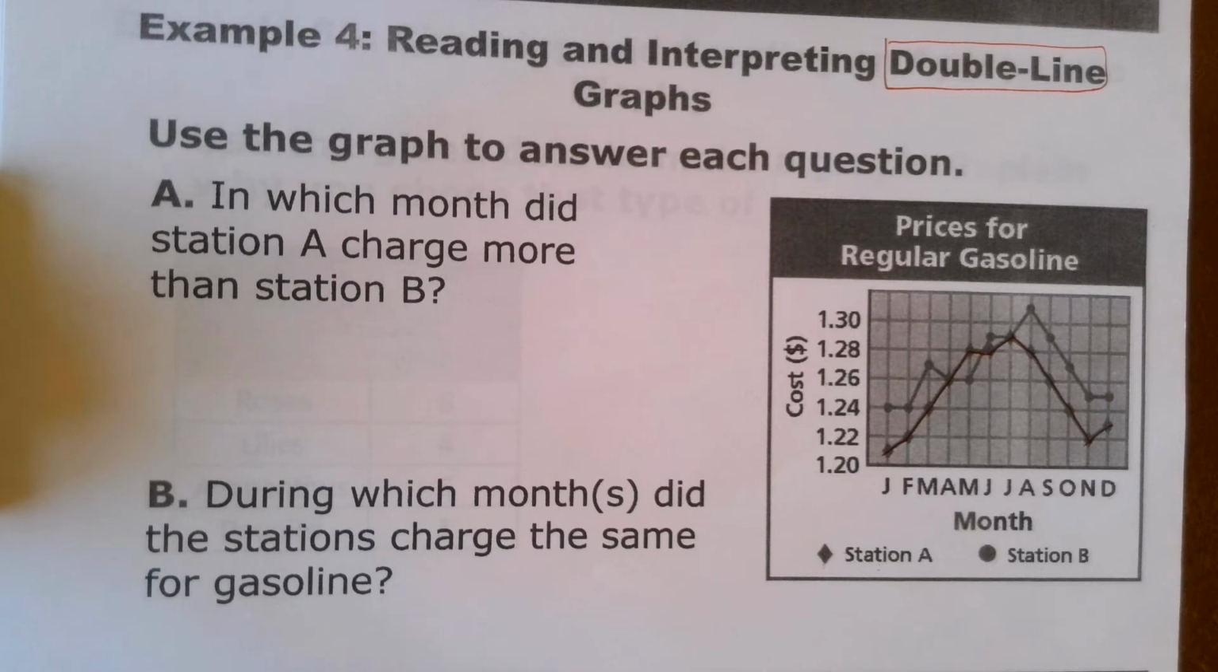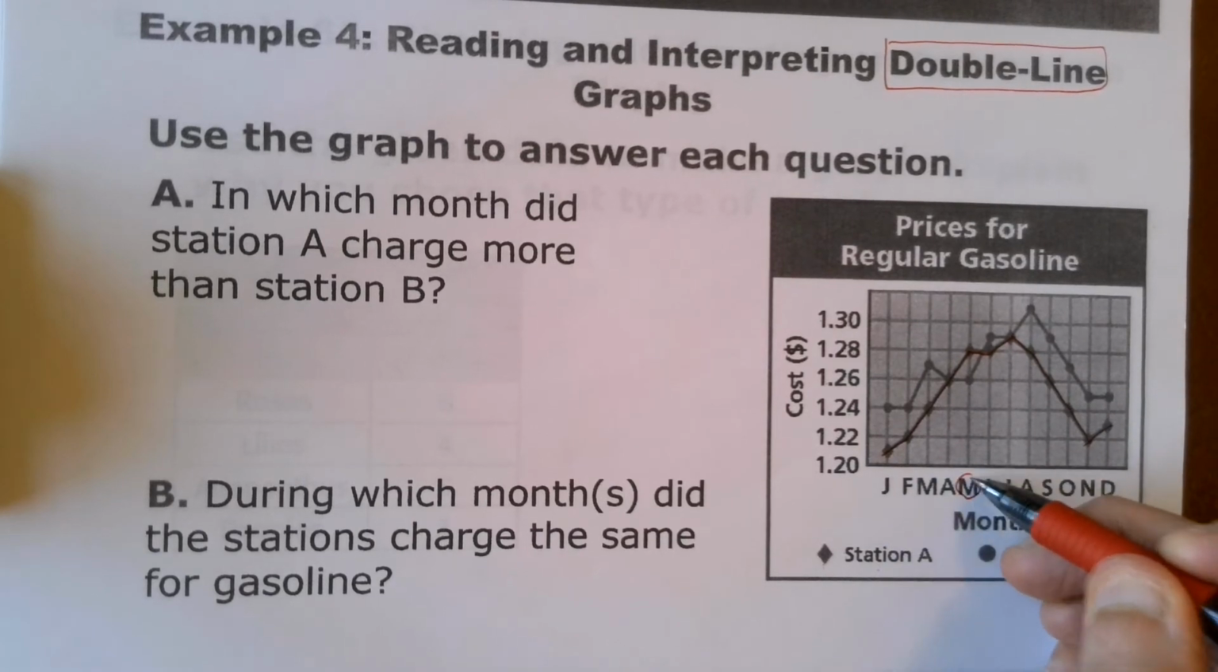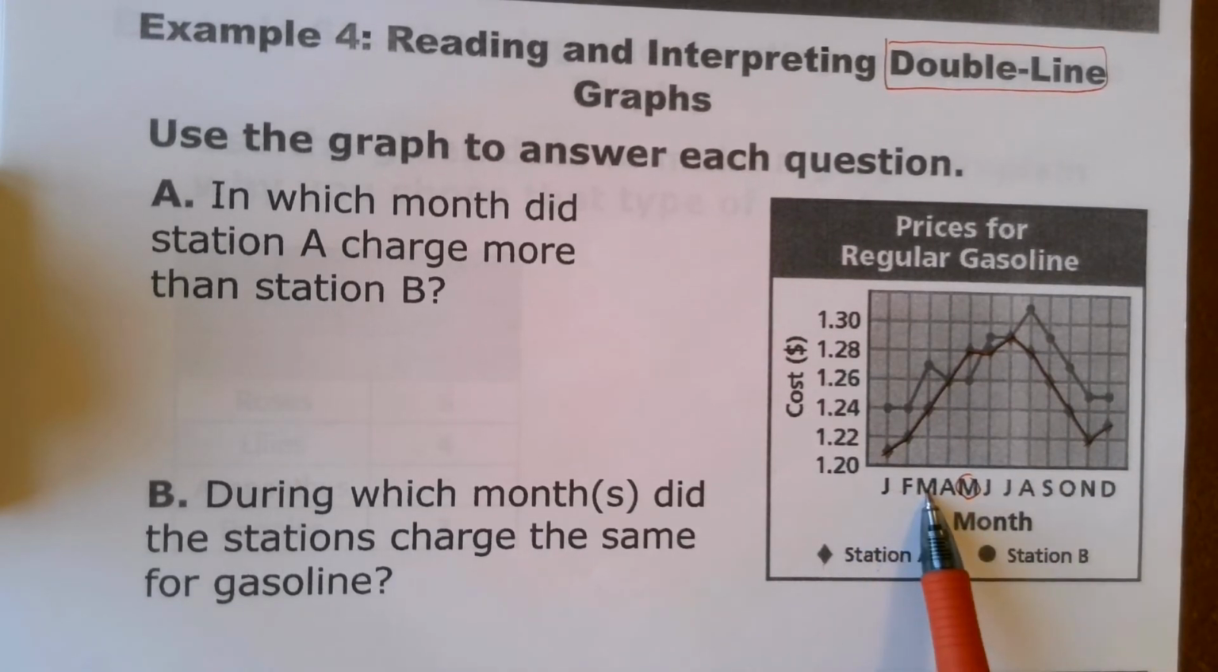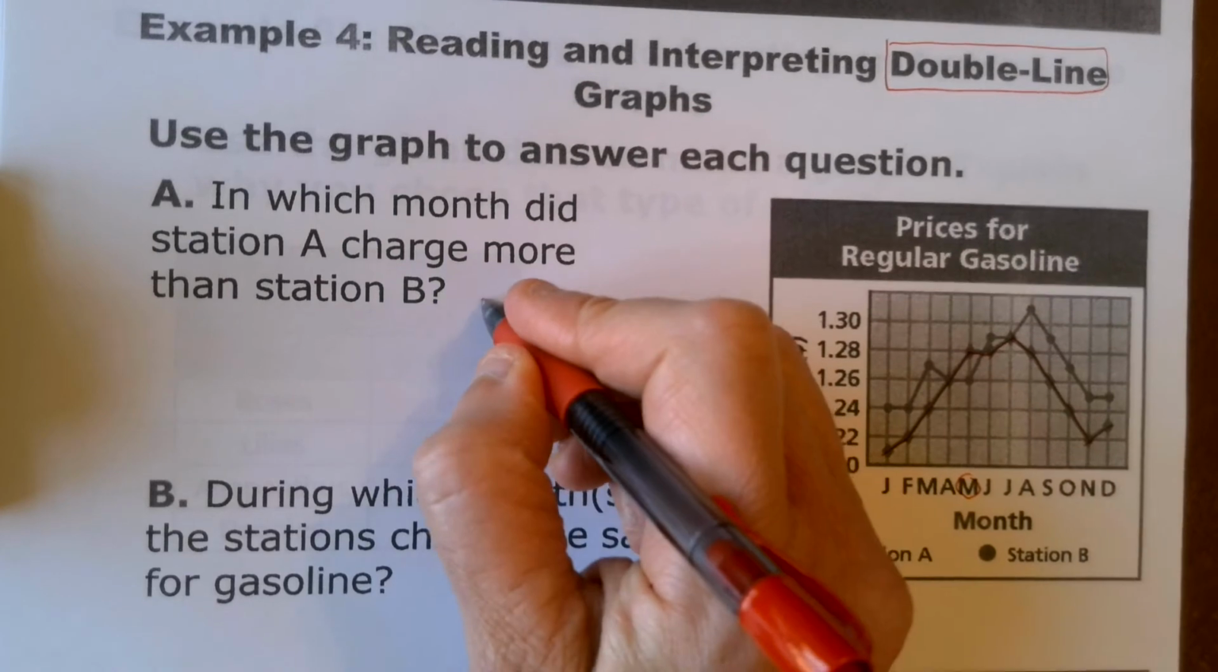All right, in which month did station A charge more than station B? So we're looking to see where the diamond, where my red line is higher than my circles. So this is lower, this is lower, this is lower, this is the same. Okay. So we jumped up right here. And what month would that be? That's this one. Hopefully you guys know your months. January, February, March, April, May.